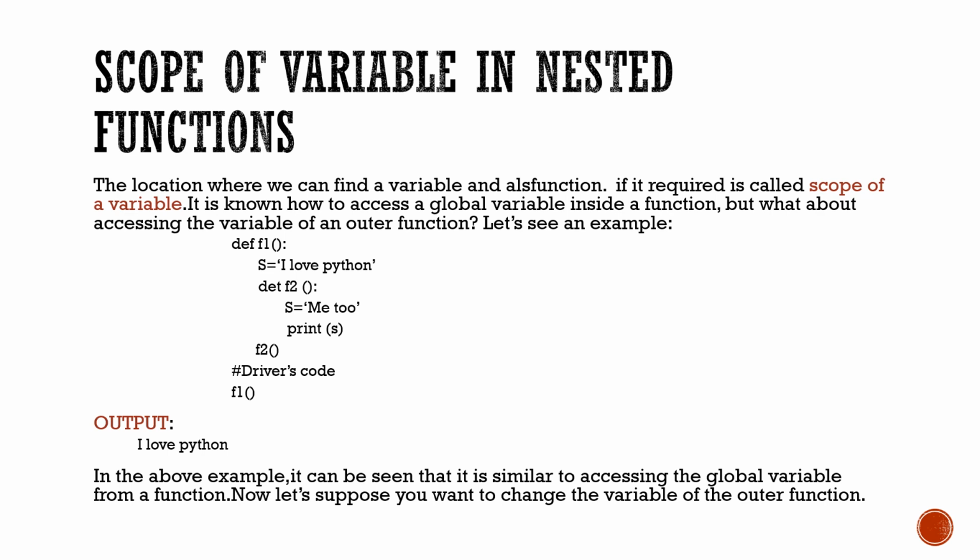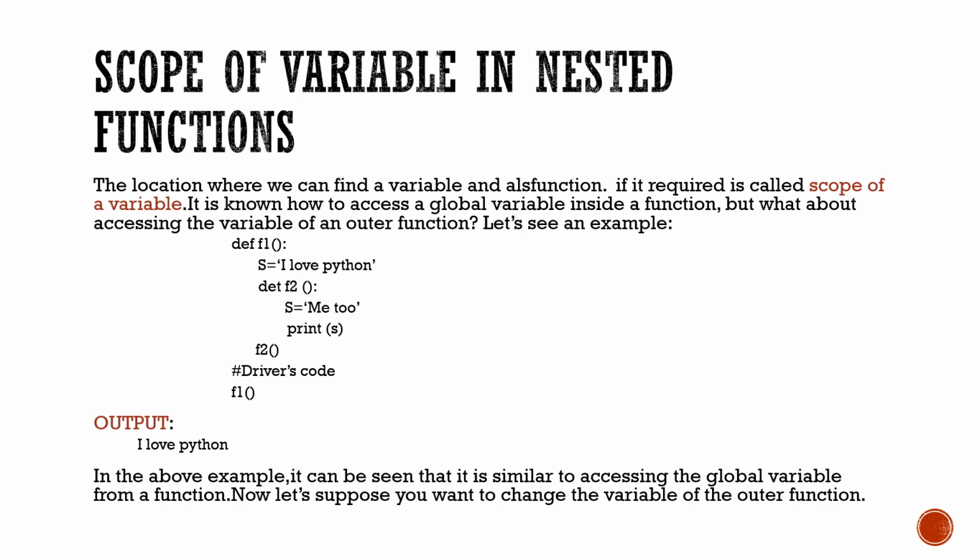Now, scope of variable in nested functions. The location where we can find a variable in a function, if it is required, is called the scope of a variable. So scope of variable is nothing but the location where we can find a variable in the nested function. Now how to access a global variable inside a function? But what about accessing the variable of an outer function? So for this also we have an example.